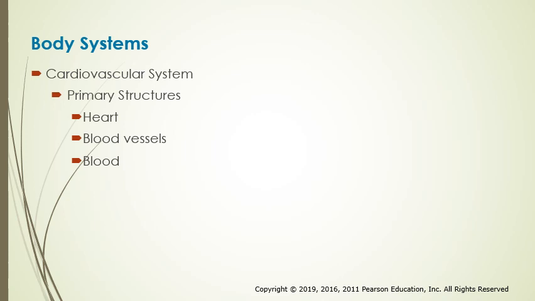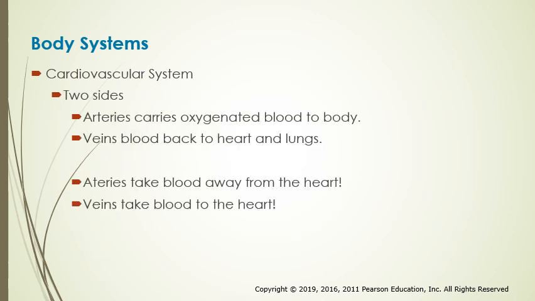The cardiovascular system works hand in hand with the respiratory system. It contains the heart, the blood vessels, and the blood. There are two sides. You have arteries that carry oxygenated blood to the body, and veins carry blood back to the heart and lungs. Now, one thing that I think is really important for you guys to know is that it is a common misconception that all arteries have oxygenated blood and all veins have unoxygenated blood. That is true 90% of the time, but in pulmonary perfusion and fetal perfusion, it's opposite. And we'll talk about that a little bit more later.